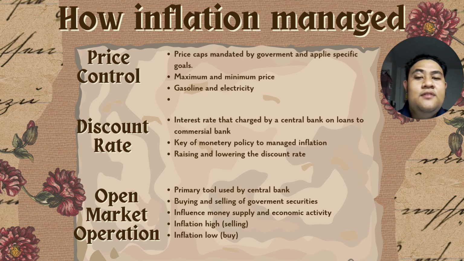Next, we will see how inflation is managed. First, we have price control. Price control is price caps mandated by the government and applied to specific goals. Price control has maximum prices and minimum prices. For example, we have gasoline and electricity.